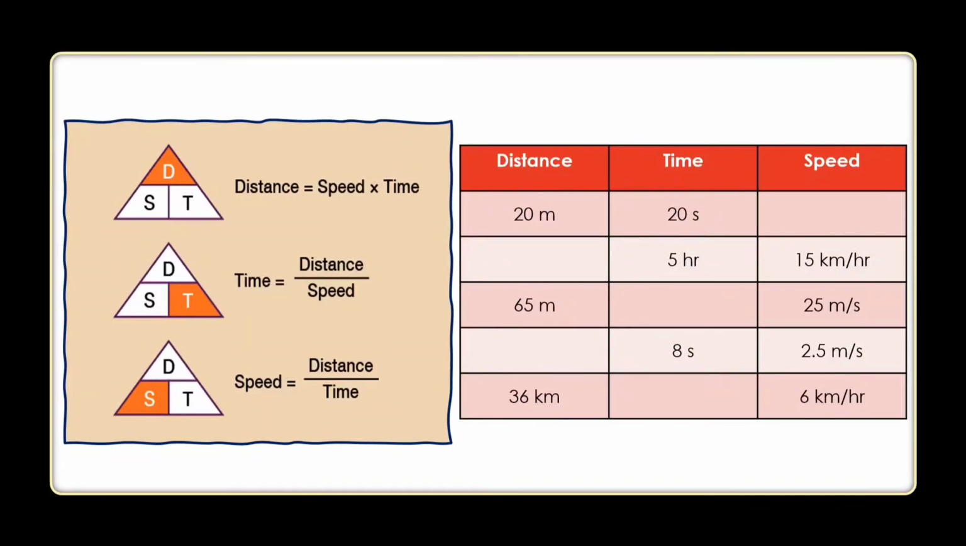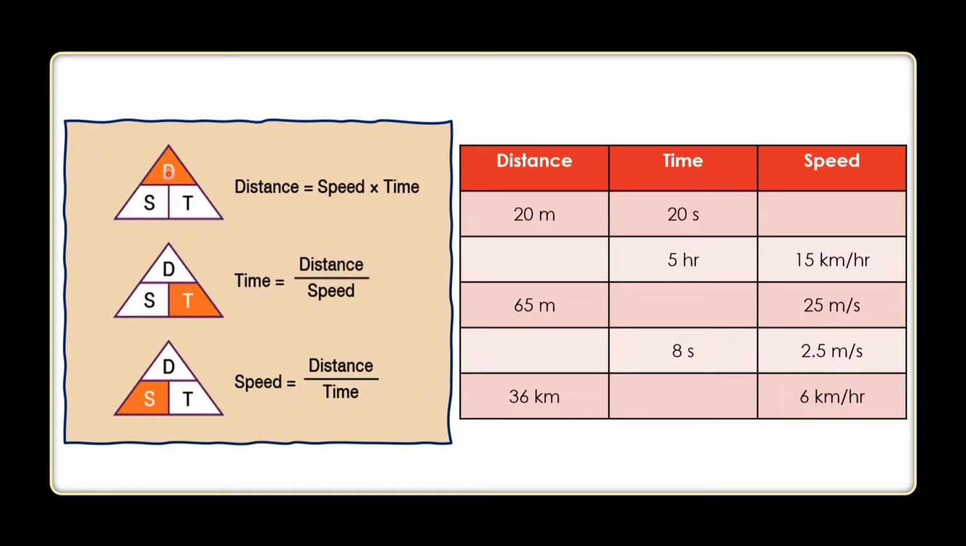Para madali nating tandaan ang formula ng speed, gamitin natin ang triangle method na ito. Kung mapapansin niyo ang triangle, ito ay hinati sa 3. Sa taas, nakalagay ang distance, at sa baba naman, magkatabi ang speed at time. Kapag ang hinahanap ay distance, takpan mo lang ang D at may iwan ang S o speed at T, which is time.